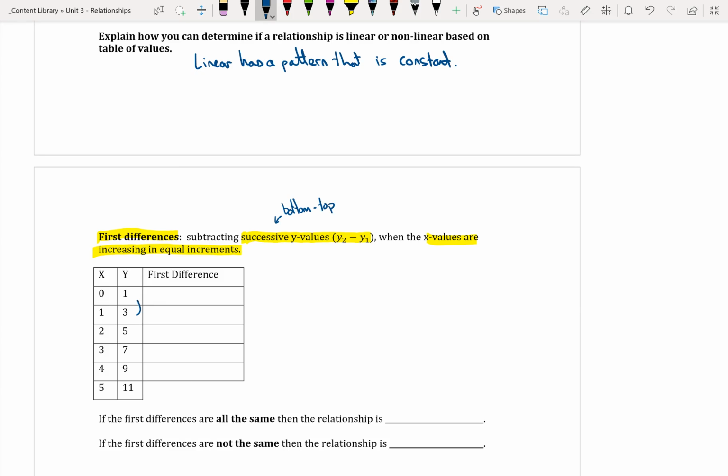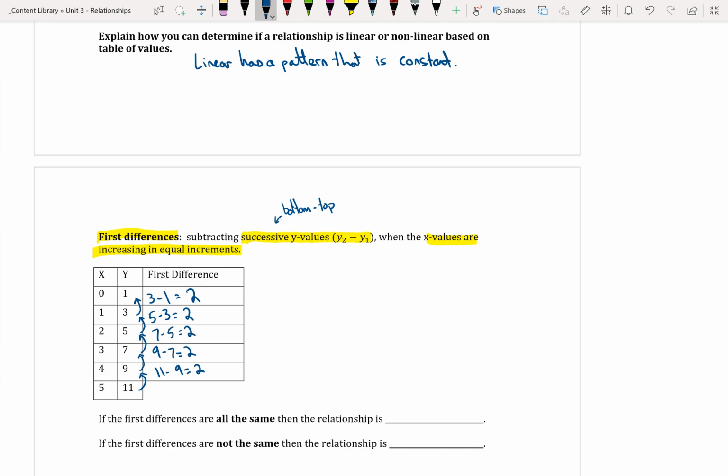So 3 minus 1 is going to be my first difference. So 3 minus 1 equals 2. 5 minus 3 equals 2. 7 minus 5 equals 2. And as I go down, again, it's always the bottom one minus the top one. 9 minus 7 equals 2. 11 minus 9 equals 2.